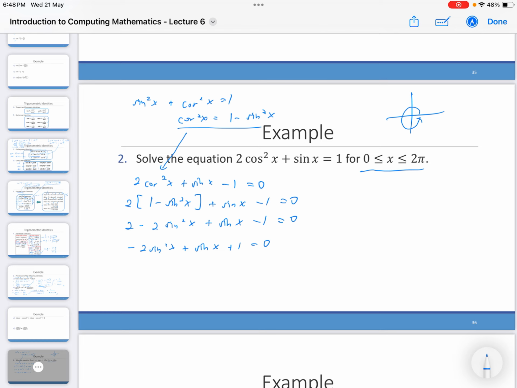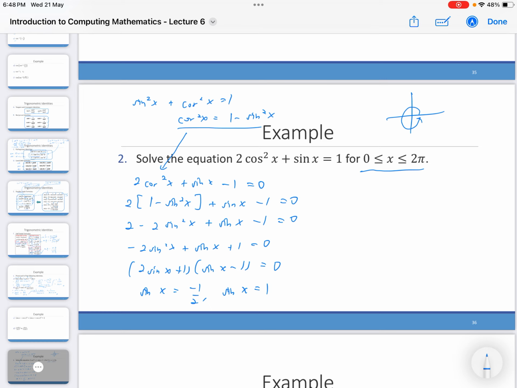So this one we can factorize. When we factorize, we get (2 sin x plus 1), and then another bracket is (sin x minus 1), equals 0. So this gives two solutions: sin x equals negative 1 over 2, or sin x equals 1. So we solve one by one to get x.